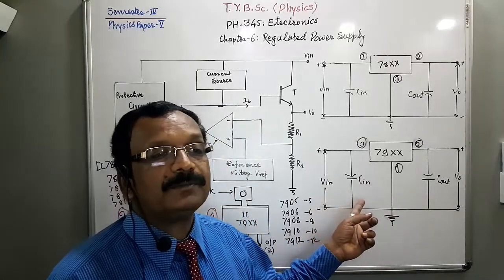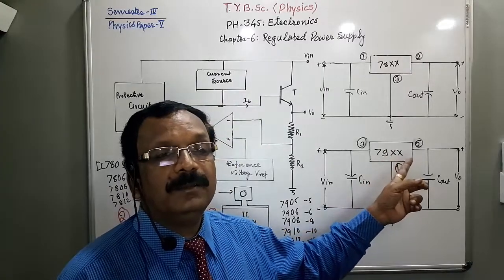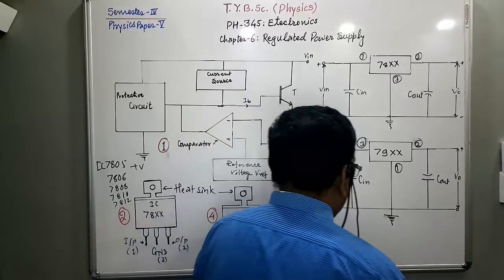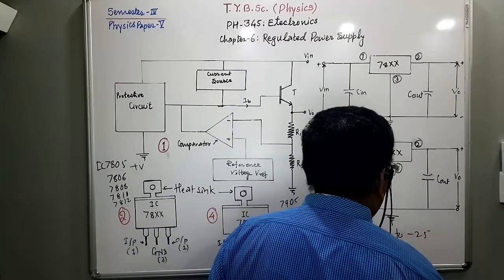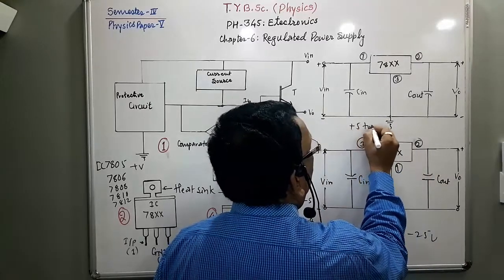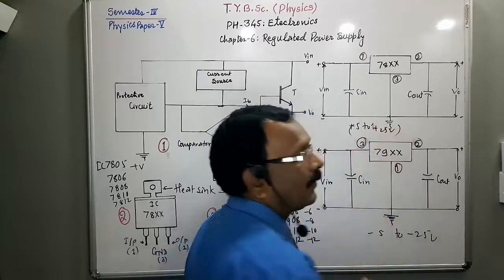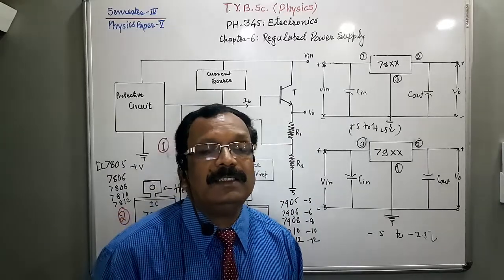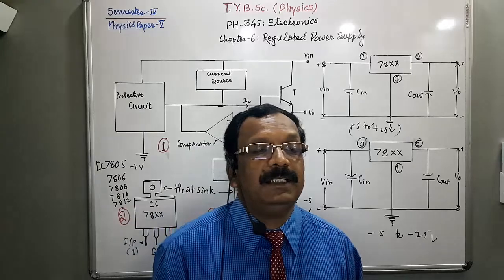The 79 series of IC provides fixed negative voltage from -5 to -25 volt, and the 78 series provides plus 5 to plus 25 volt. Okay. In this way we studied the regulator ICs, that is the 78 series and 79 series.